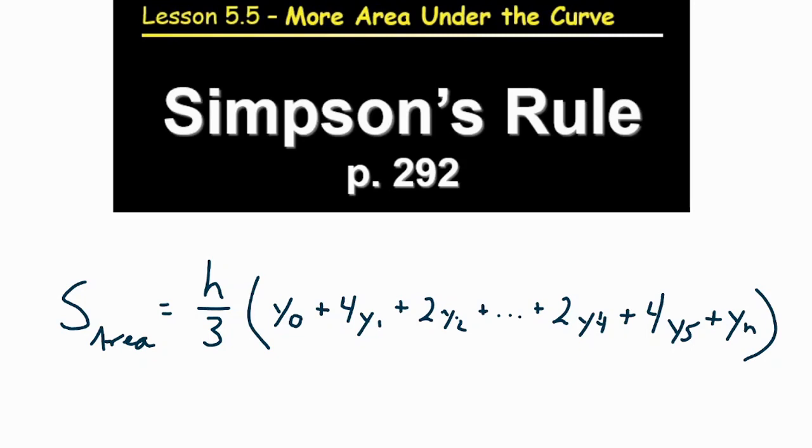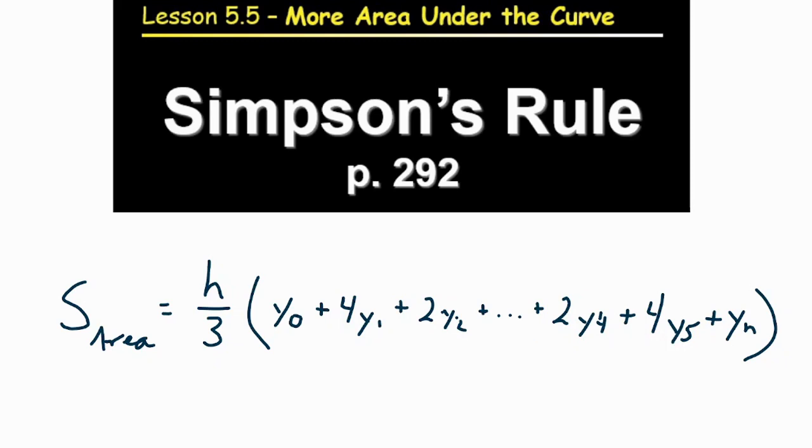So what is this? Well, it's a pattern where you use the first and the last y value. As I hope you notice, you use them once. And the y values in the middle, we go back and forth with this 4-2-4 pattern, ending with 2, 4, and then again your last y value. So it's just a little pattern.